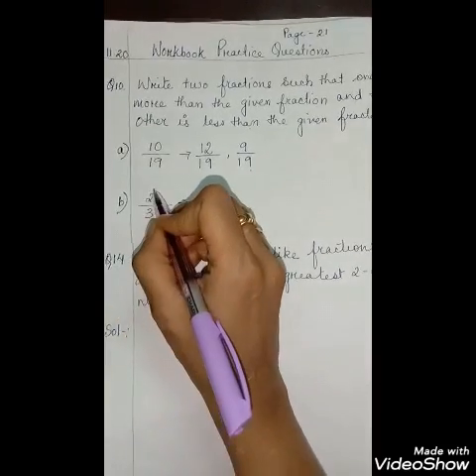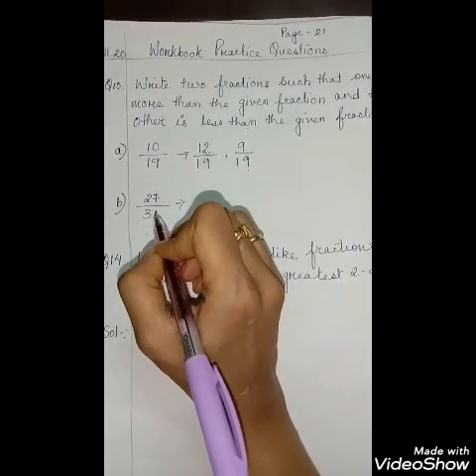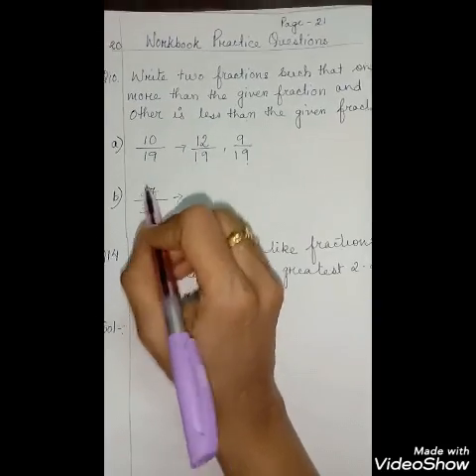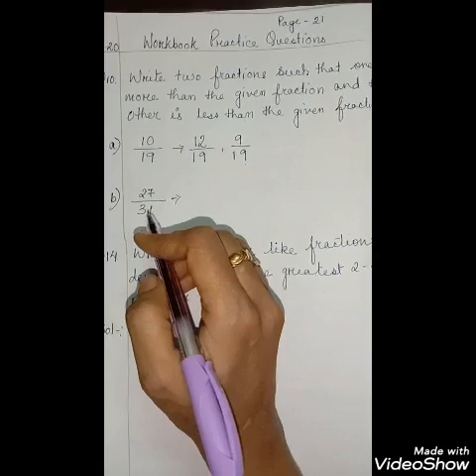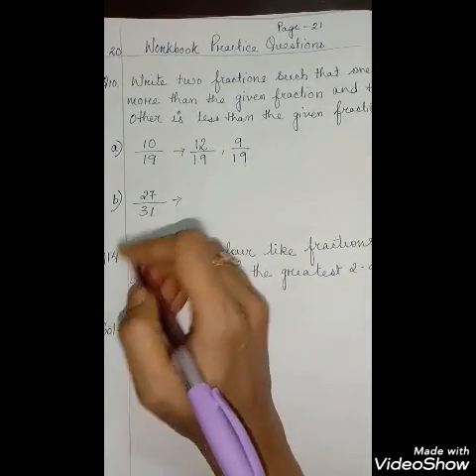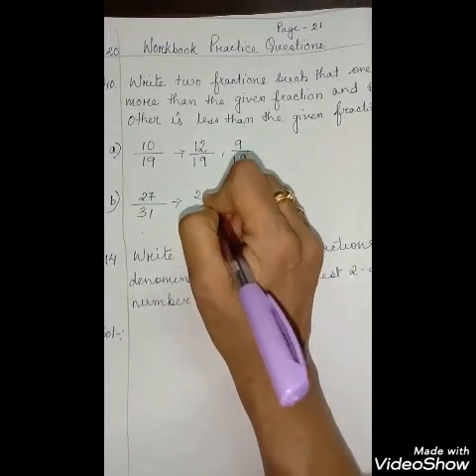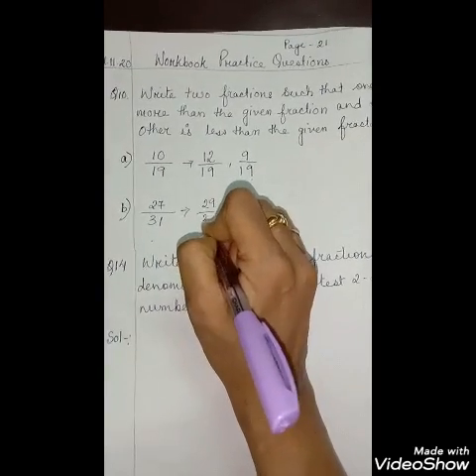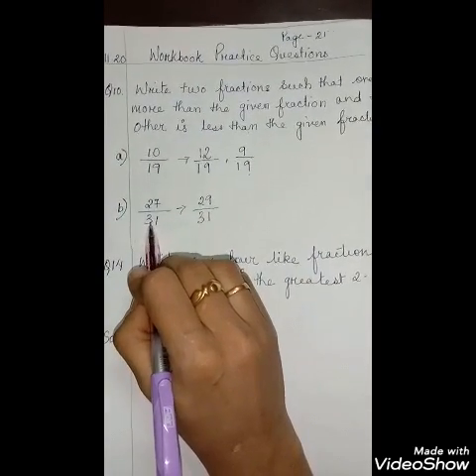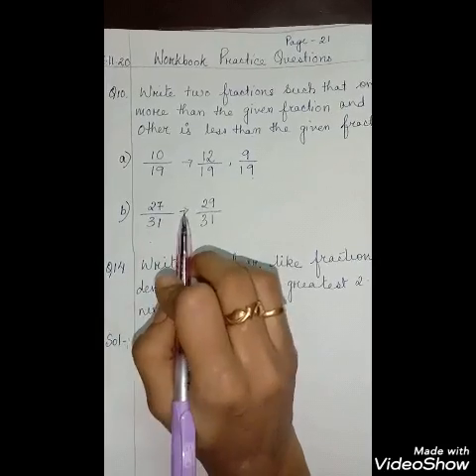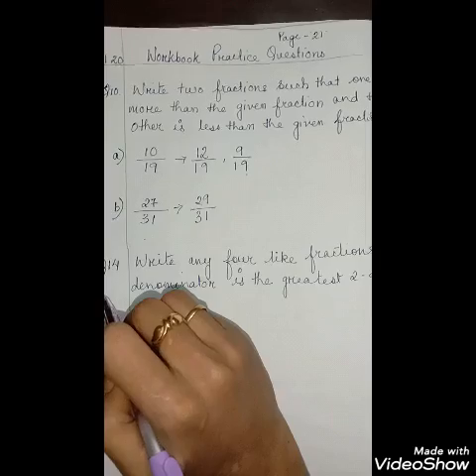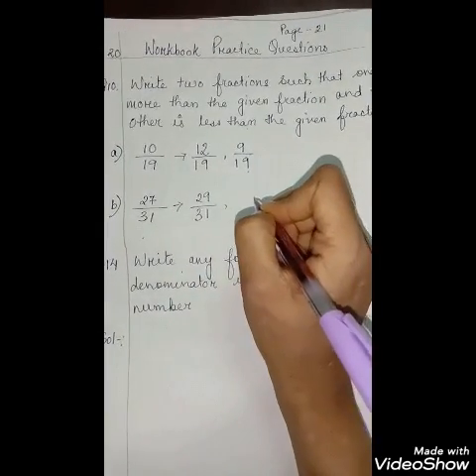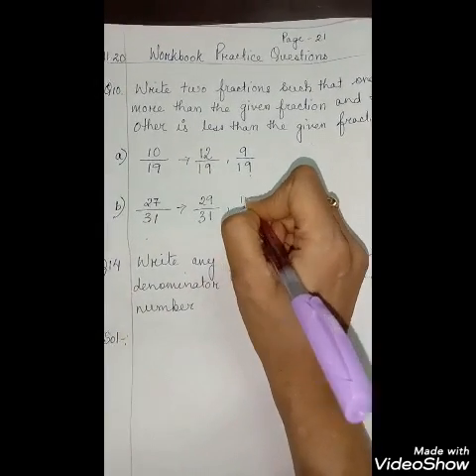What is the given fraction? 27 by 31. Now we will write one fraction which is more than 27 by 31. So what fraction can we write? 29 by 31, which is more than 27 by 31. And now we will write one less than the given fraction. So less than the given fraction, we can write 11 by 31.